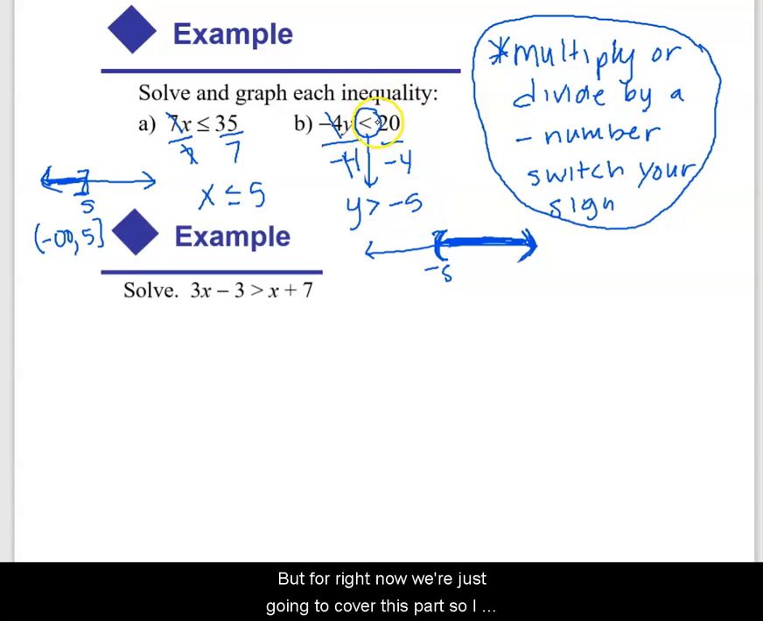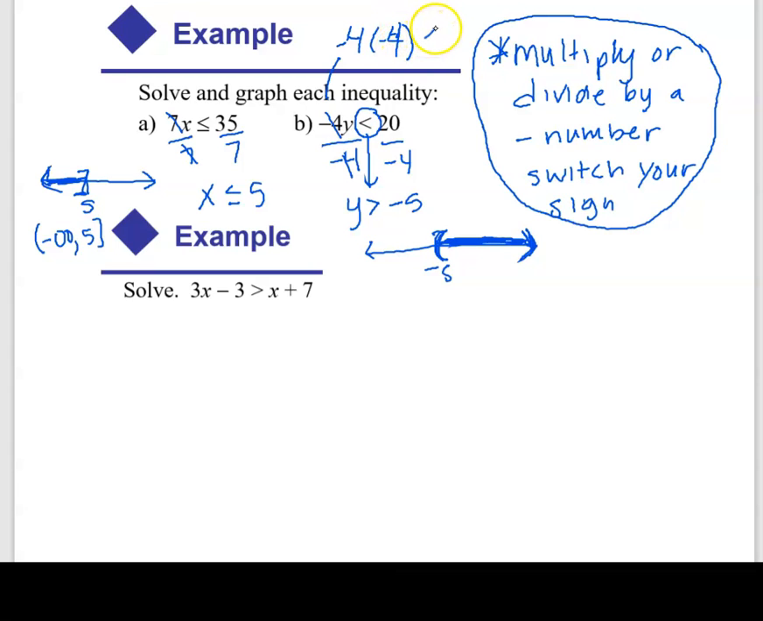But for right now, we're just going to cover this part. So I could even check and make sure this is going to work. What's the number that's greater than -5? Maybe -4. So if I plug in -4 times -4 just to see if I'm right. -4 times -4 is -16. Is -16 less than 20? Yes. Okay.